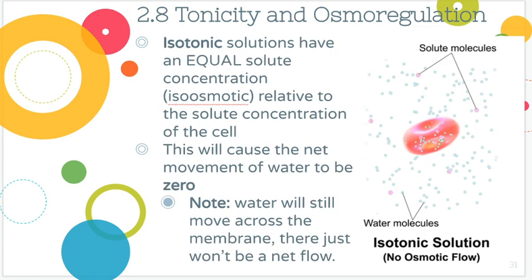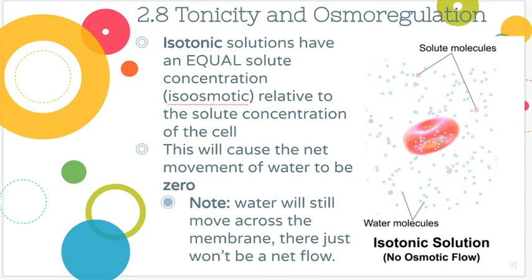And then finally, you have an isotonic solution where the solute concentration on both sides of the membrane is going to be equal. It's going to be the same. And so one of the things that students often say is that, well, the water doesn't move. That's not true. Water is moving. There's just no net movement. So the water is moving back and forth at equal rates. And so net movement of water is zero.